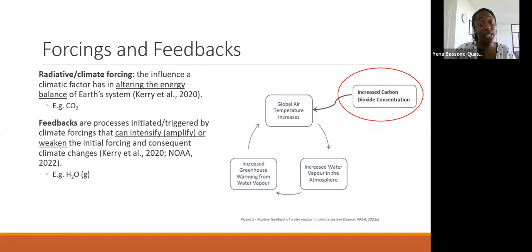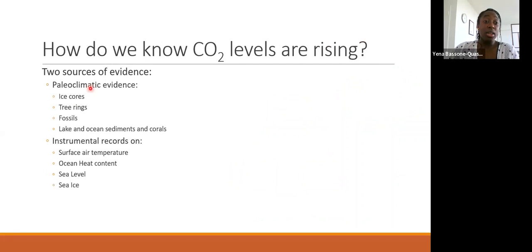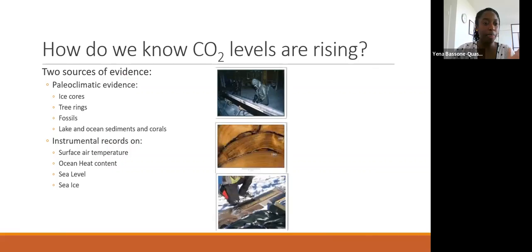So the next question is, how do we know carbon dioxide is increasing? What is the evidence for this? There are two sources of evidence. There is paleoclimatic evidence, and there are instrumental records, which are the observed measurements that we've made over time. And both of these are necessary because we're making a comparison between levels throughout the Earth's history and present day levels of carbon dioxide. So for the paleoclimatic evidence, these are a few photos.